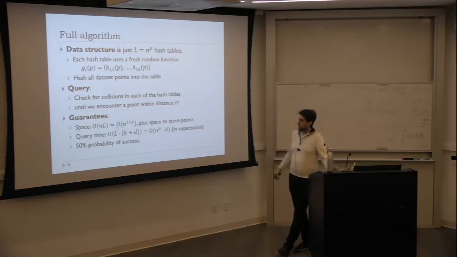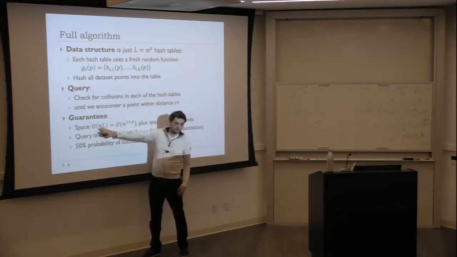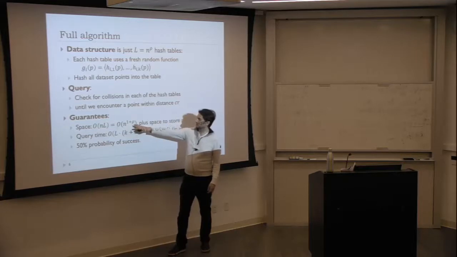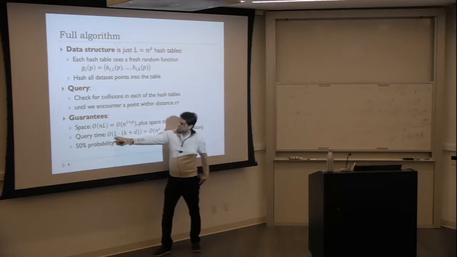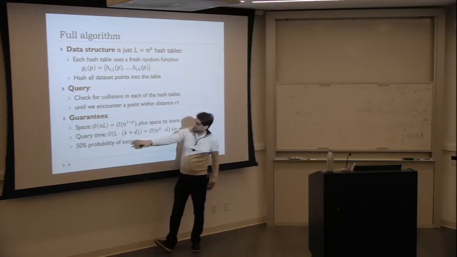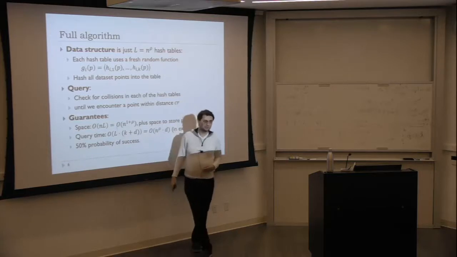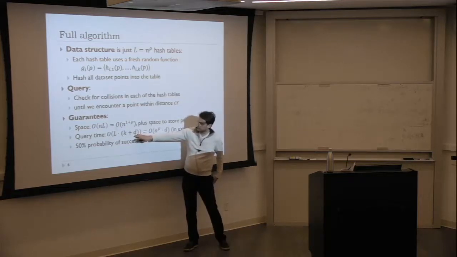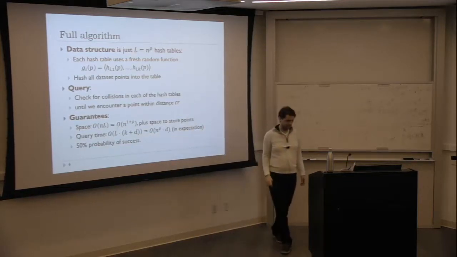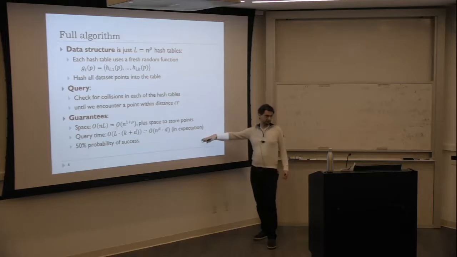Basically, the guarantees or the parameters will be that there are L hash tables, and each hash table takes roughly n space. So the space will be n to the 1 plus rho, plus the space to store the original points. The query time will be the number of hash tables times the time it takes to compute the hash functions, plus the time it takes to iterate through all the points in the hash tables. It turns out that will be d, in expectation. We'll prove this on the next slide. And the probability of success of finding a good point within distance cr will be at least 50%.